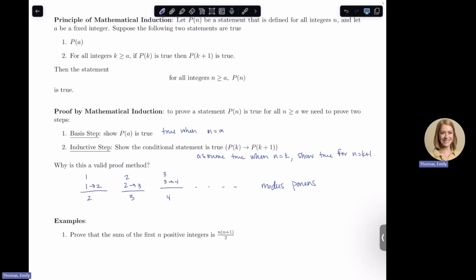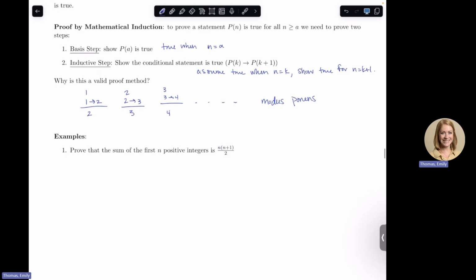Maybe this is a better way to say it, and that's what I should have typed. So for the basis step or the base case, you want to show it's true when n equals a, whatever the lowest thing it's defined for is. And for the inductive step, you're going to assume it's true when n equals k, and then show it's true when n equals k plus 1.